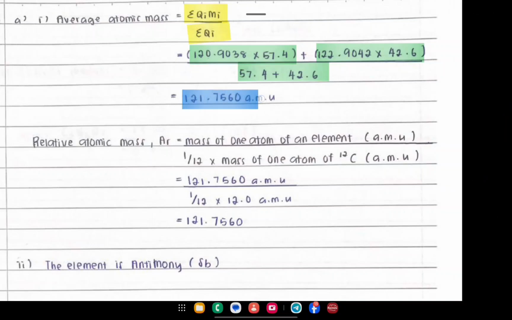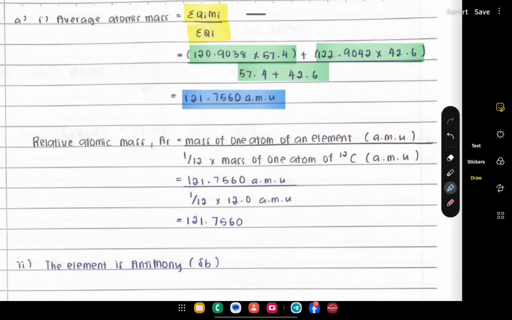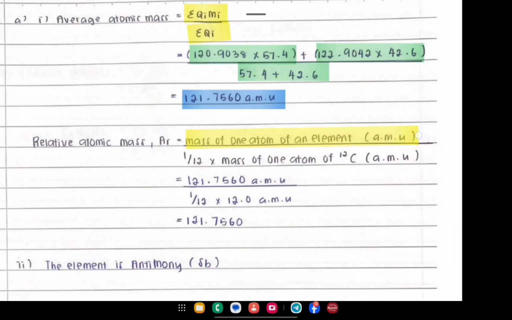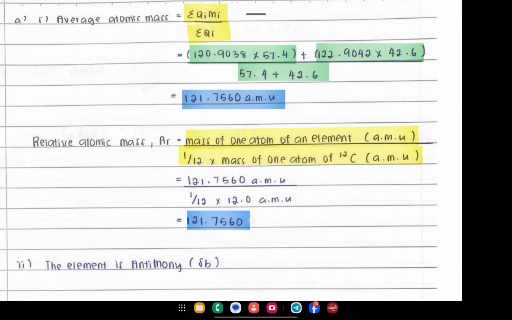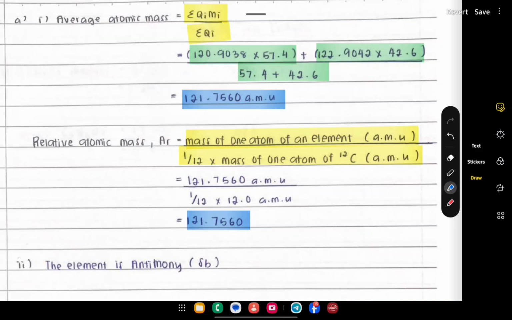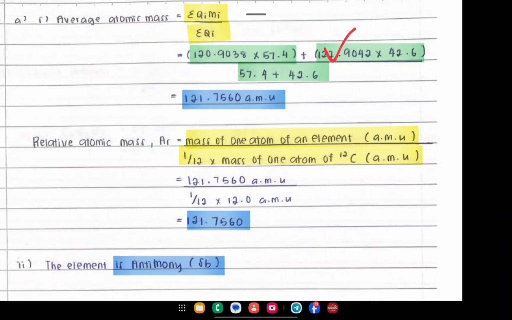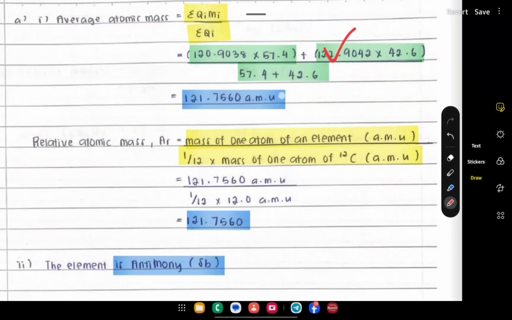Then we got the answer 121.7560 amu. Next, we substitute the answer into the relative atomic mass formula to cancel off the unit. So the final answer is 121.7560. For mark allocation, 1 mark for the average atomic mass formula or the substitution, 1 mark for the answer with the unit, and lastly 1 mark for the final answer. The total is 3 marks.